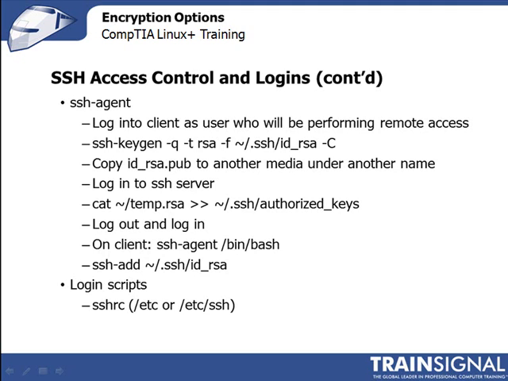And once you log out and log back in, on the client you type in ssh-agent /bin/bash and then ssh-add followed by ~/.ssh/id_rsa. When you use SSH to connect to a remote system to which you supplied your public key, you won't need to type in a password, but you will have to repeat steps 2 to 3 when you log out.